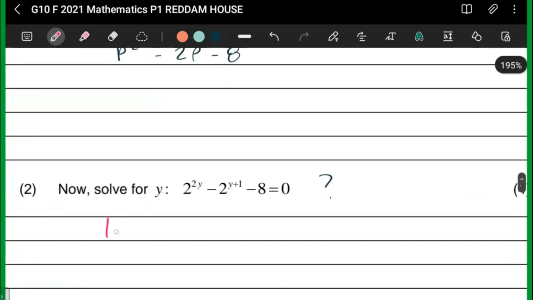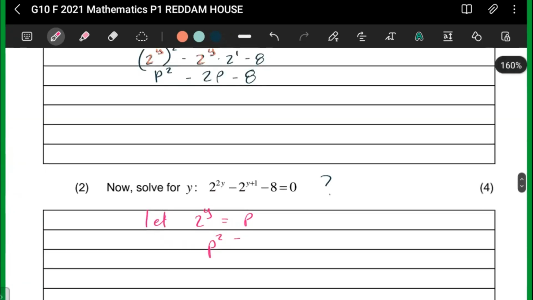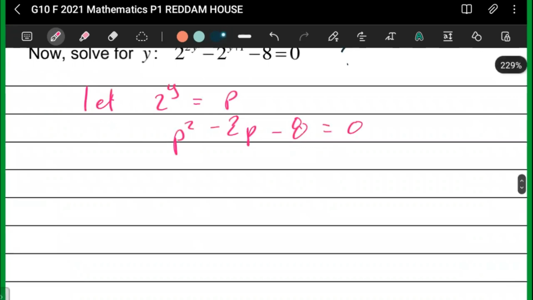And then, let me put it this way. You can say here, let 2 to the power of y equal to p. Okay, whatever variable you want. What you have here is p squared, right? Minus 2p minus 8 equal to 0. Now here you have to factorize. So factorizing, remember, you now need factors of 8 that give you a 2. So you can think of factors of 8.